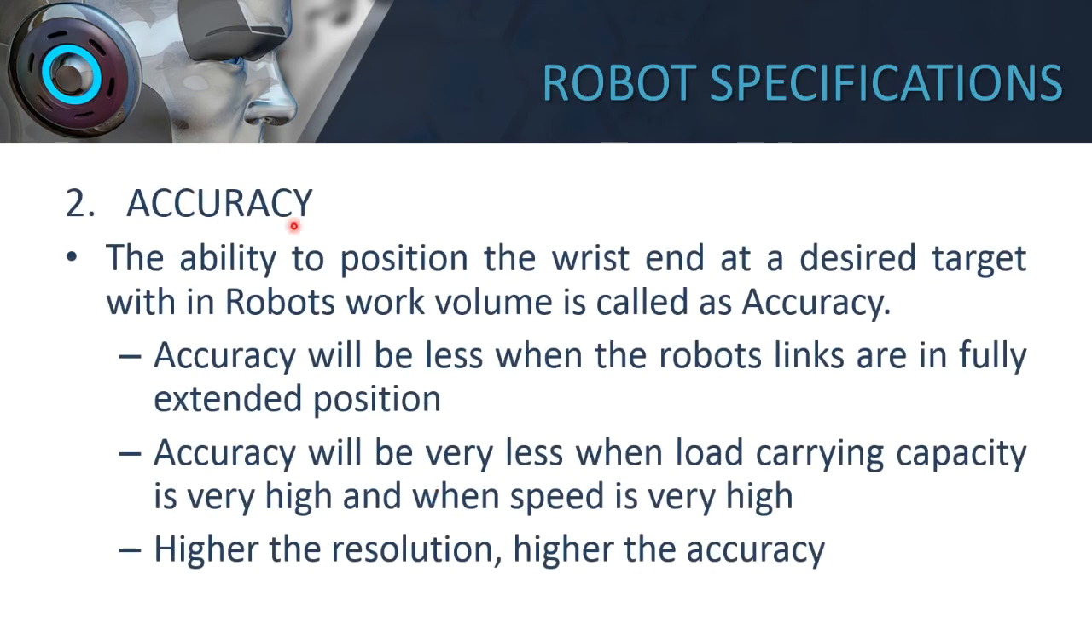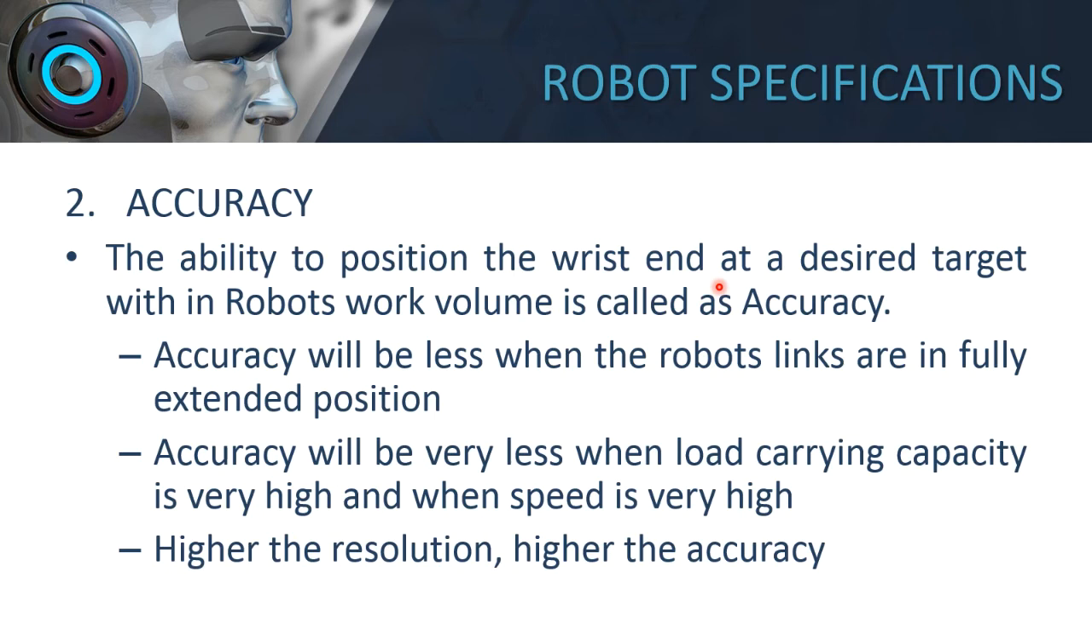Now we are understanding what is accuracy. The ability to position the wrist end at a desired target within the robot's work volume is called accuracy. Very important. Say, for example, you have a chocolate which is kept on a table. Your arm has to go and pick that chocolate. So your brain is processing, it is seeing the chocolate, and you need to pick the chocolate.